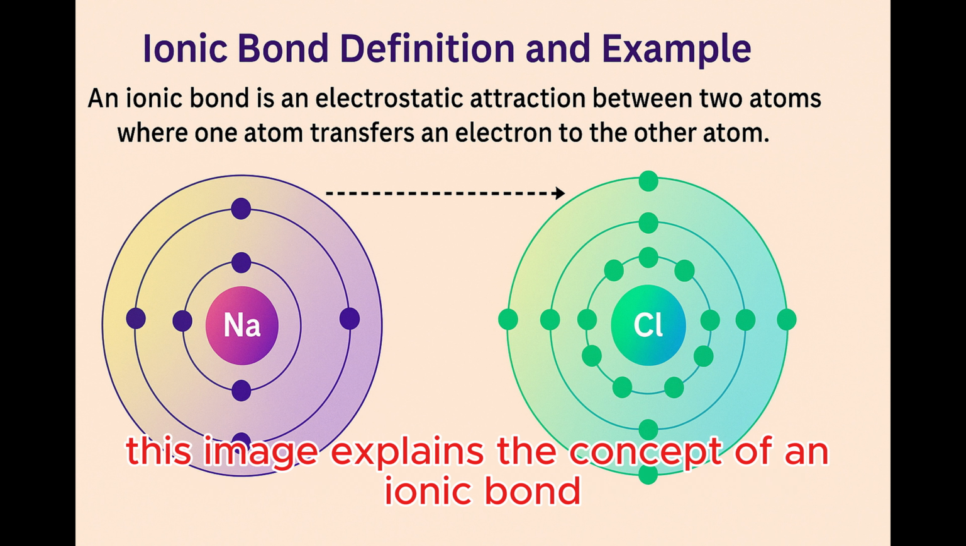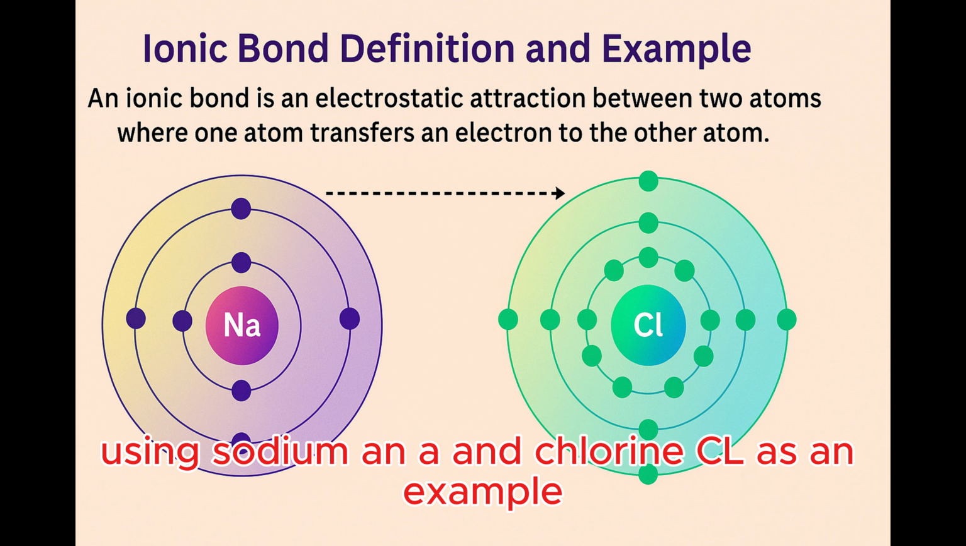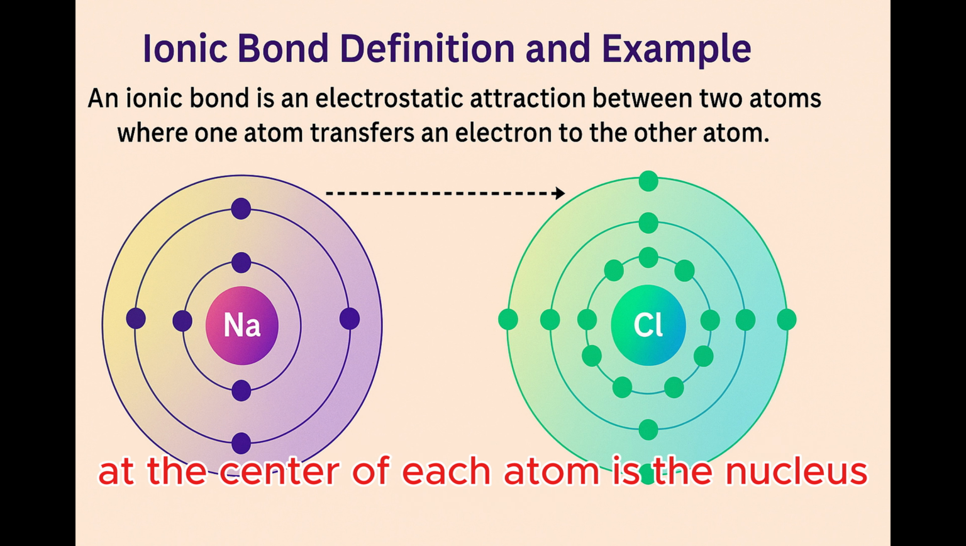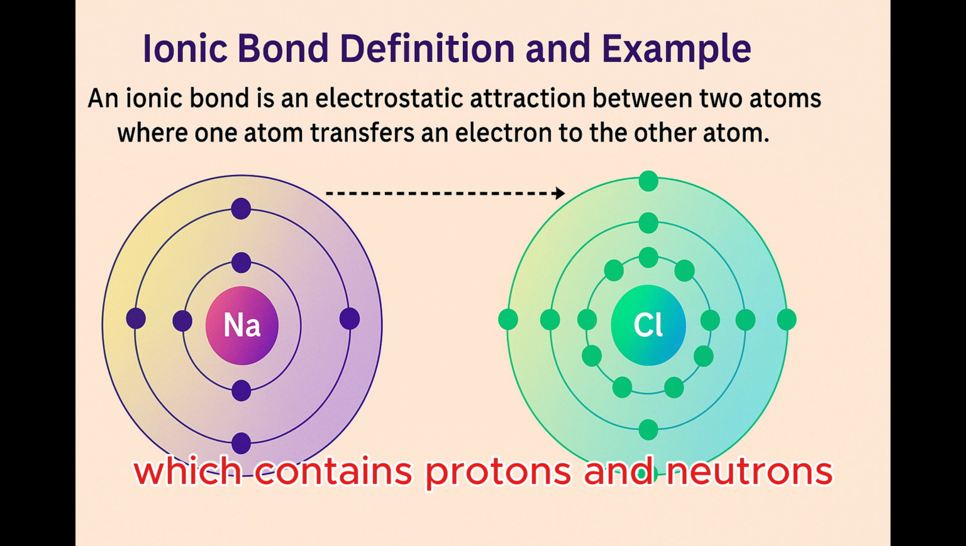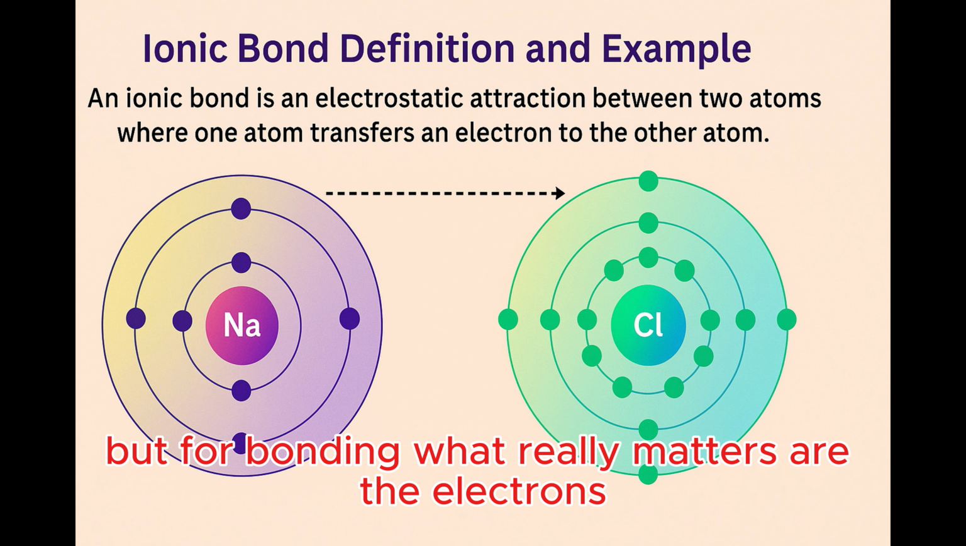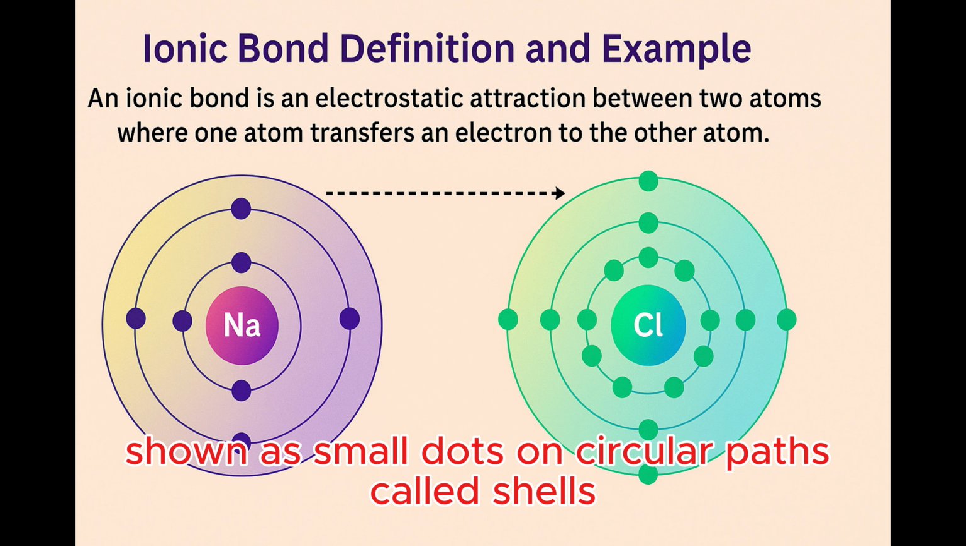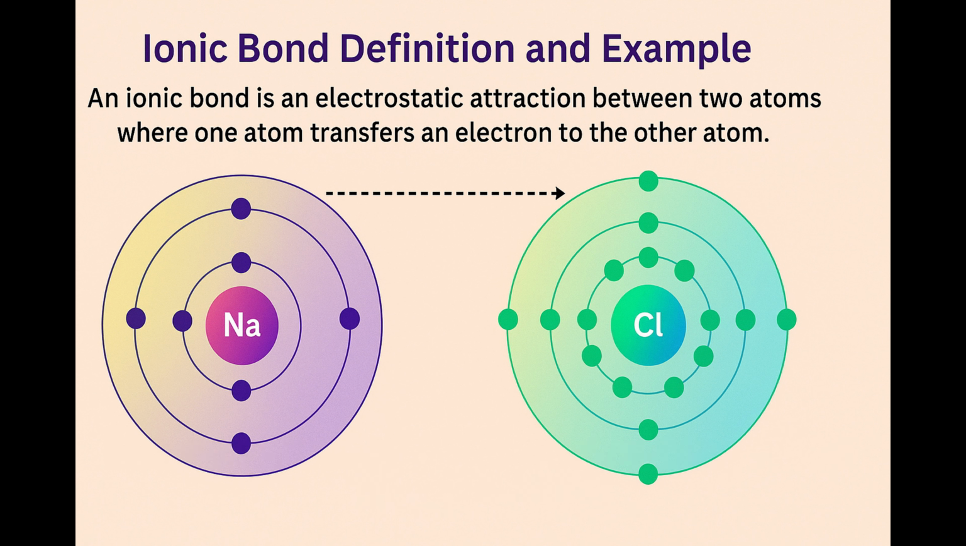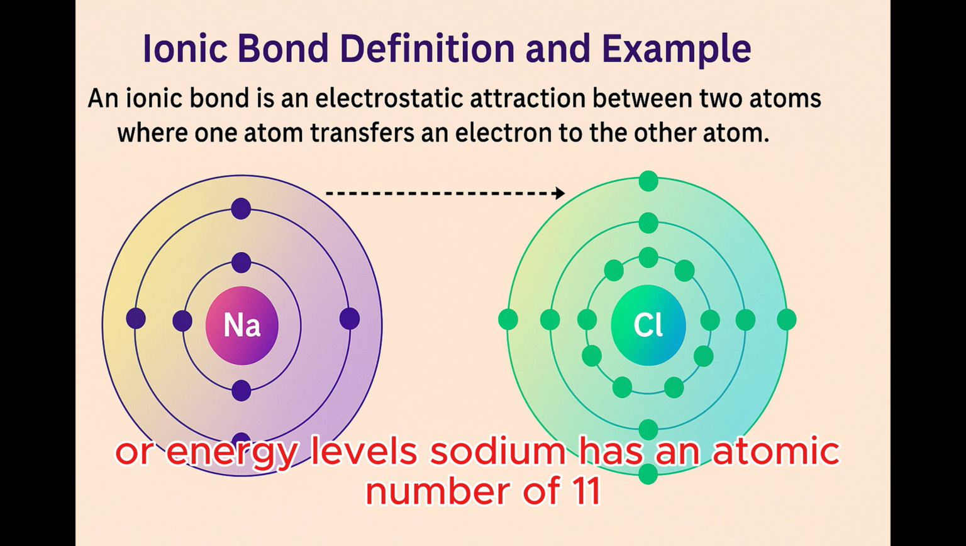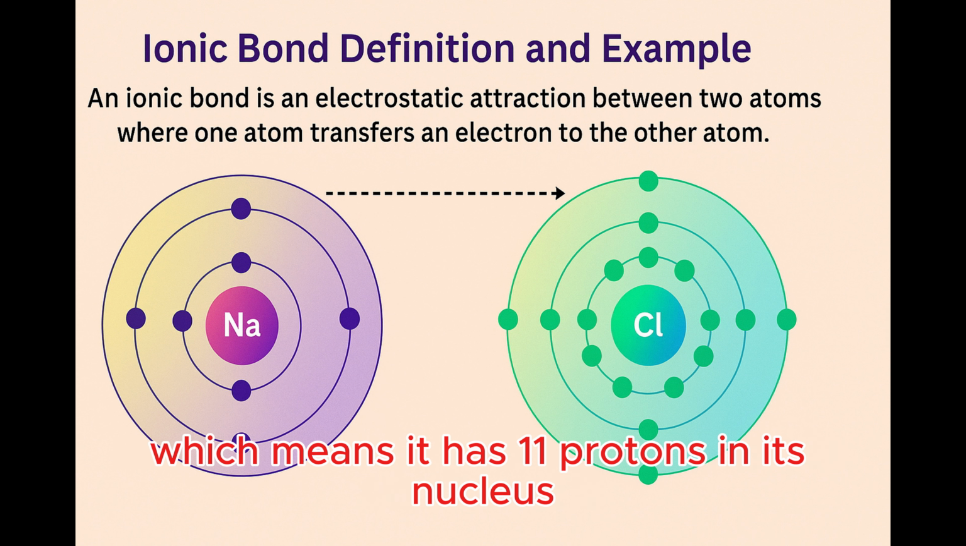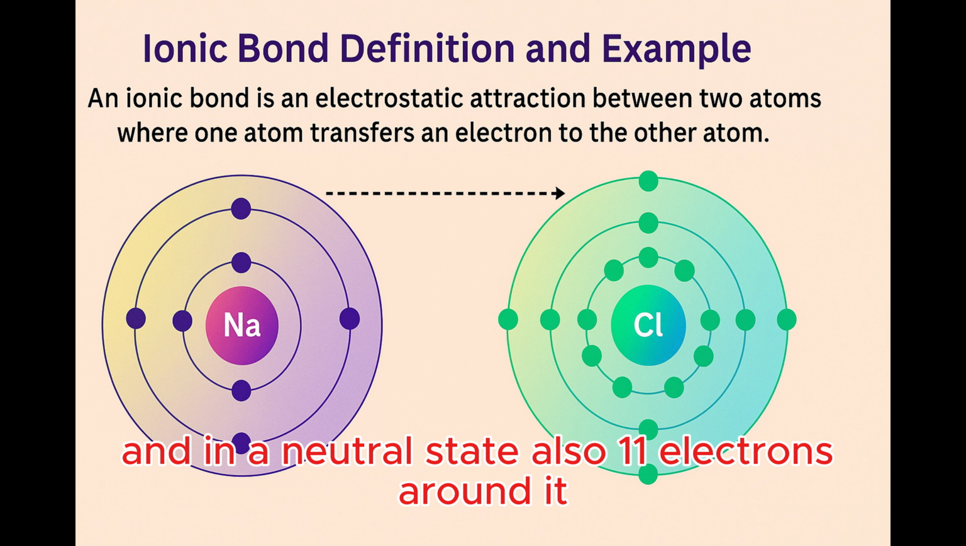This image explains the concept of an ionic bond using sodium, Na, and chlorine, Cl, as an example. At the center of each atom is the nucleus, which contains protons and neutrons. But for bonding, what really matters are the electrons shown as small dots on circular paths called shells, or energy levels. Sodium has an atomic number of 11, which means it has 11 protons in its nucleus, and in a neutral state, also 11 electrons around it.